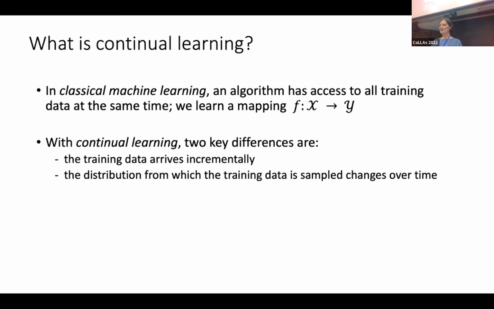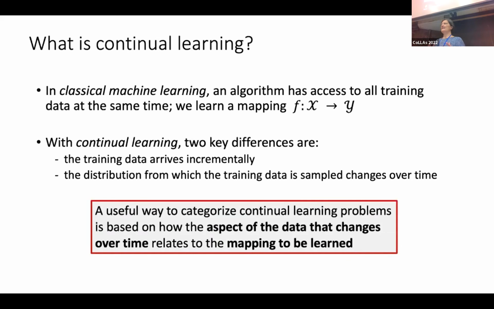In continual learning, there are two key differences. That is, the training data arrives incrementally, and the distributions can shift. So, purely thinking about it as distributions that shift, we can already try to categorize continual learning problems, because the way that you have this non-stationarity, the aspect of the data that changes over time, can relate to the mapping that you learn in different ways. And so thinking about it like this, we end up again with domain-incremental, class-incremental, task-incremental, from a more formal point of view.